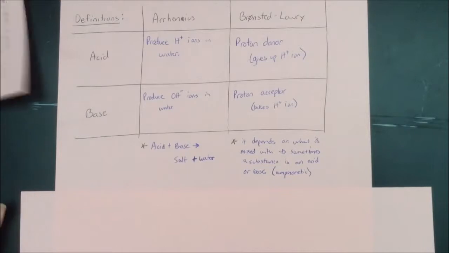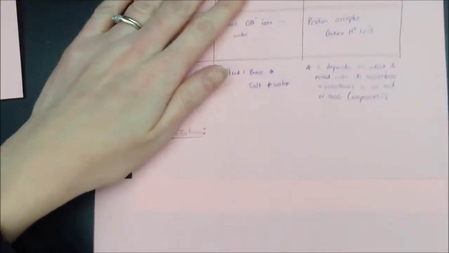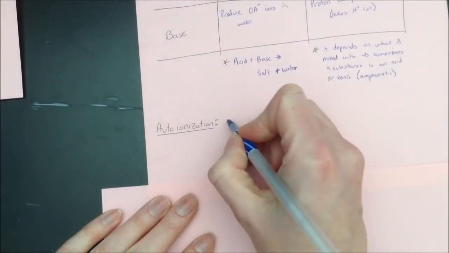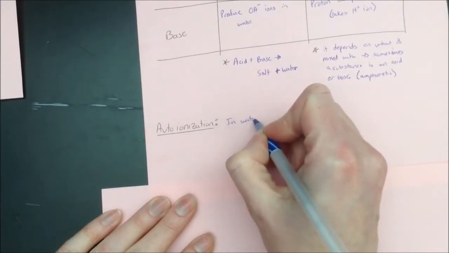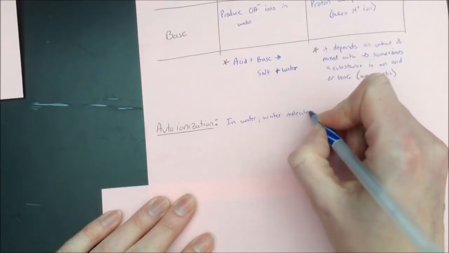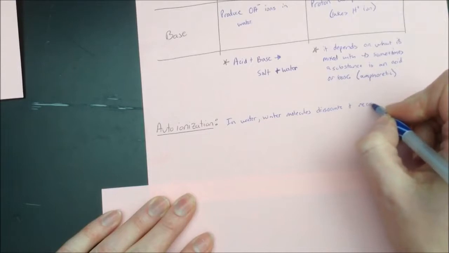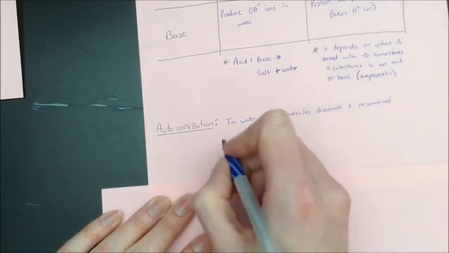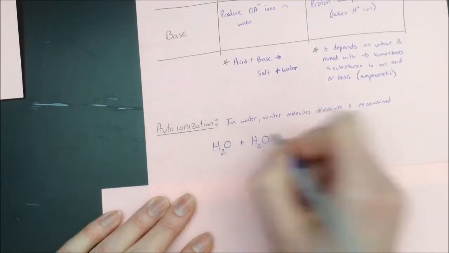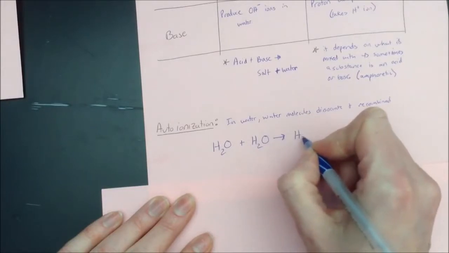Now the reason all this happens, and the reason these definitions work, is because of the auto-ionization of water. Literally what that means is that in water, water molecules dissociate and recombine, so they're coming apart and together, and sometimes they do this interesting thing where if you have two water molecules, they can turn into this.